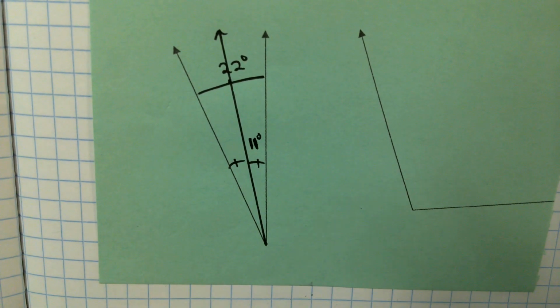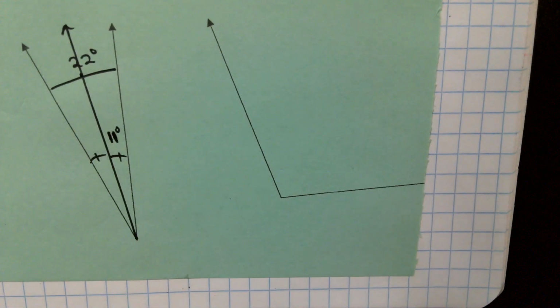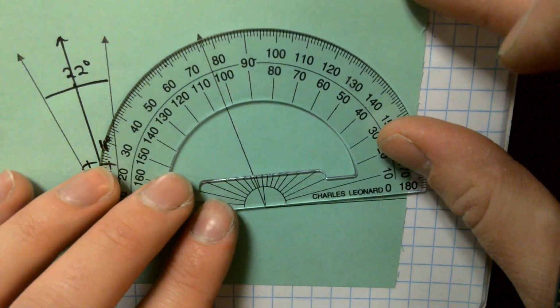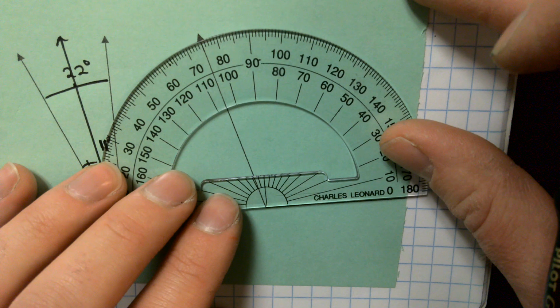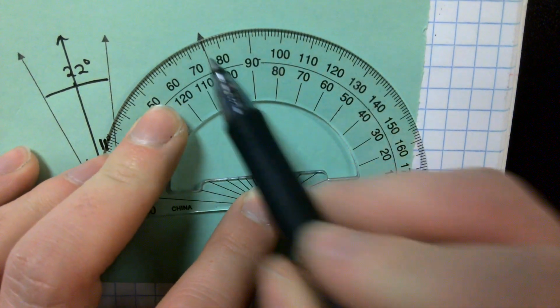Nice. Good. Now this one, obtuse or acute? Obtuse. So it's got to be greater than what? 90. I know it's going to be greater than 90. I'm going to line it up. Boom, right there. Okay. And I look at the outside and it tells me 75.